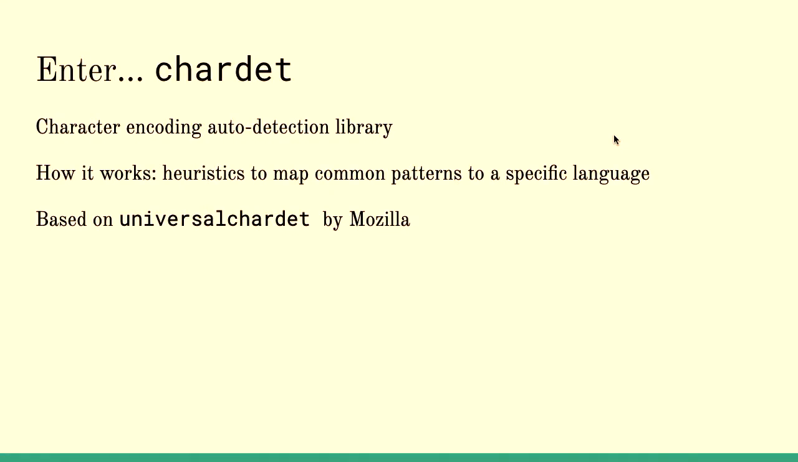So there's a package in Python called chardet. It's a character encoding auto-detection library, based on the universalchardet project by Mozilla. It basically uses heuristics to map common patterns to a specific language. Not the encoding, but the language. But then that language usually uses a specific encoding, so we can guess the encoding with a certain confidence. We don't know for sure, 100%, that's the encoding used, but it's better than nothing, right?